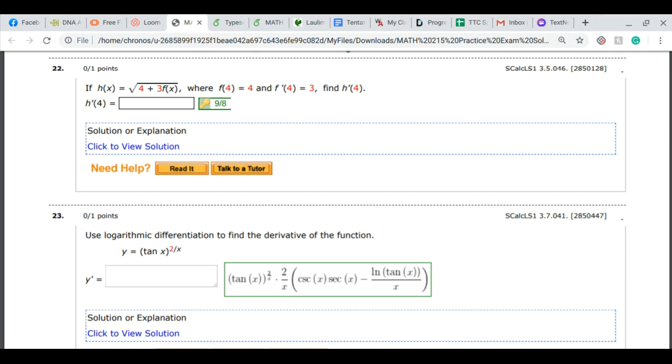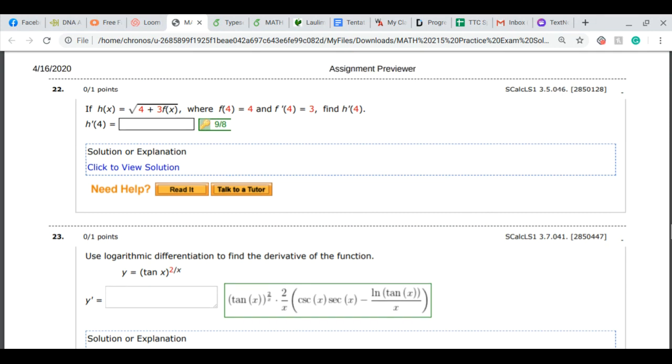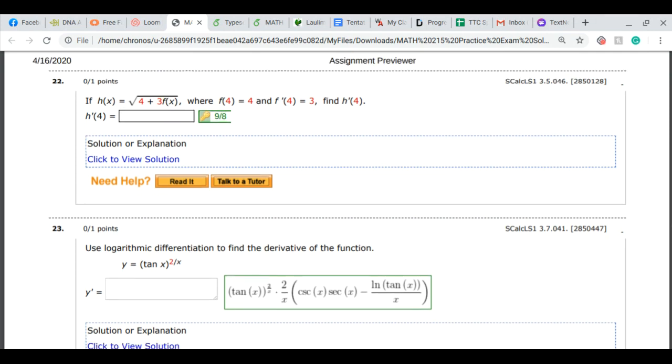Second problem. Our function is h of x equals the square root of 4 plus 3 f of x. Here, f of 4 is 4, and f prime of 4 is 3. Find h prime of 4.